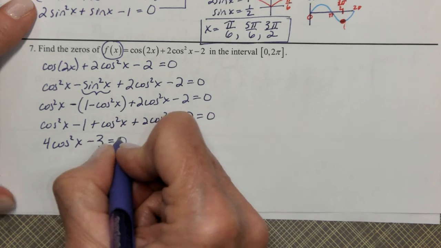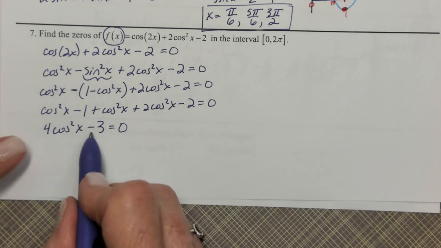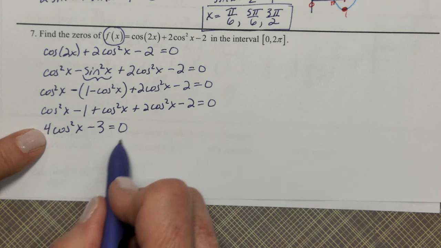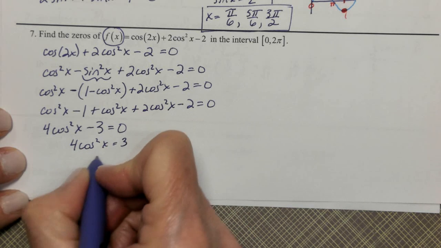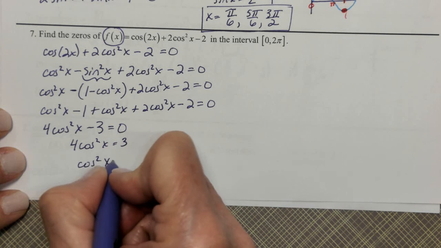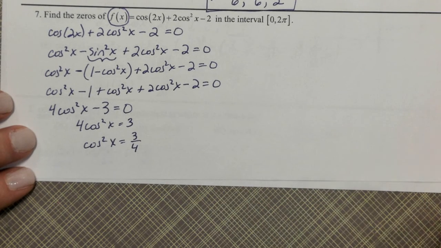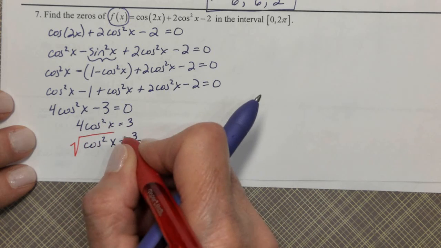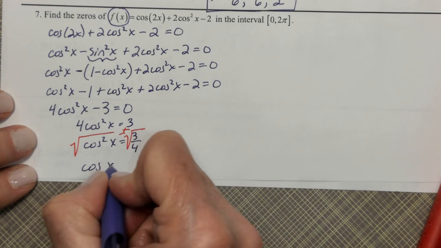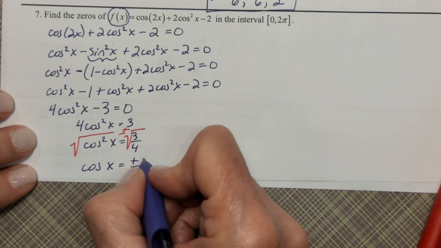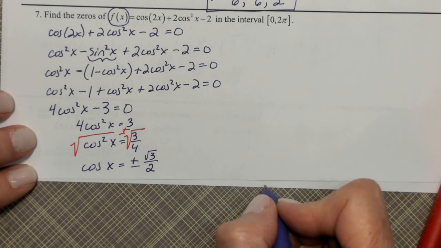Minus 3 is 0. Since there's only one trig function here, I'm just going to solve it for cosine x. So I'm going to add 3 to the other side, divide both sides by 4, and now I'm going to square root both sides. When you square root both sides, don't forget your plus or minus. We're going to have cosine x is positive or negative square root 3 over square root 4. Square root of 4 is 2.